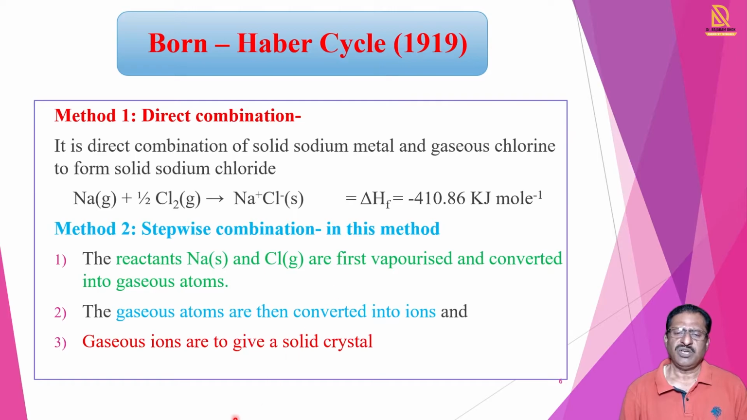But actually, these reactions are carried out in different steps. So we see the second method, that is stepwise combination. In this method, the reactants, sodium in the solid state and chlorine in the gaseous state, are first vaporized and converted into gaseous atoms. Again, those atoms are converted into ionic form. Then those ions combine with each other in the gaseous state, and form a solid crystal.